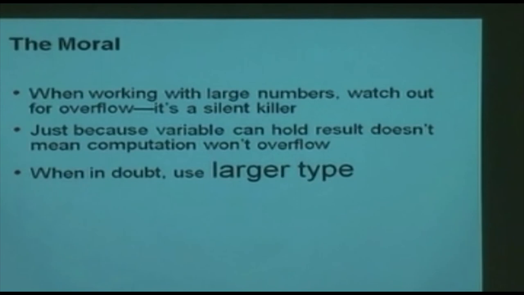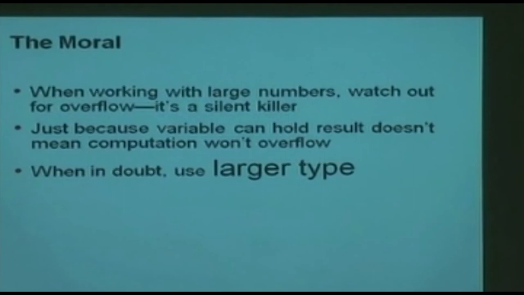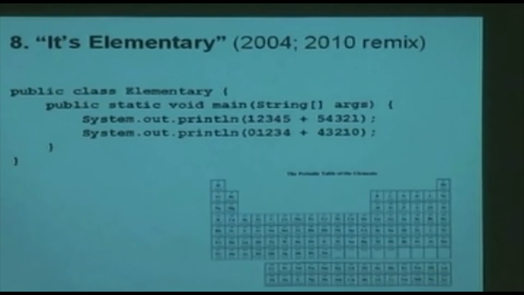Amusingly, in the program we had here, it blows up at compile time, and you still don't get a warning, right? So it turned out to be a long class. This one is called It's Elementary, because it involves only elementary arithmetic. It's addition, in fact. The whole problem is addition. It just does these two separate print statements to make it look good.